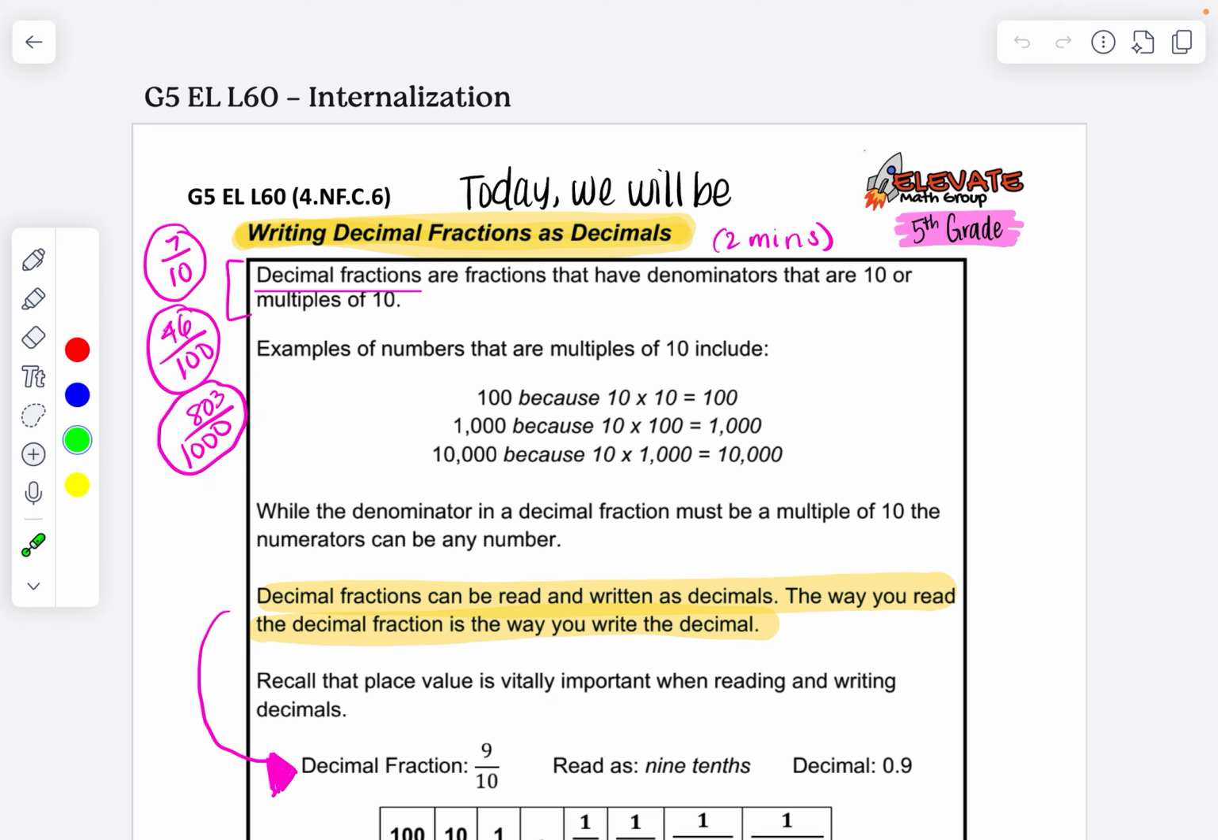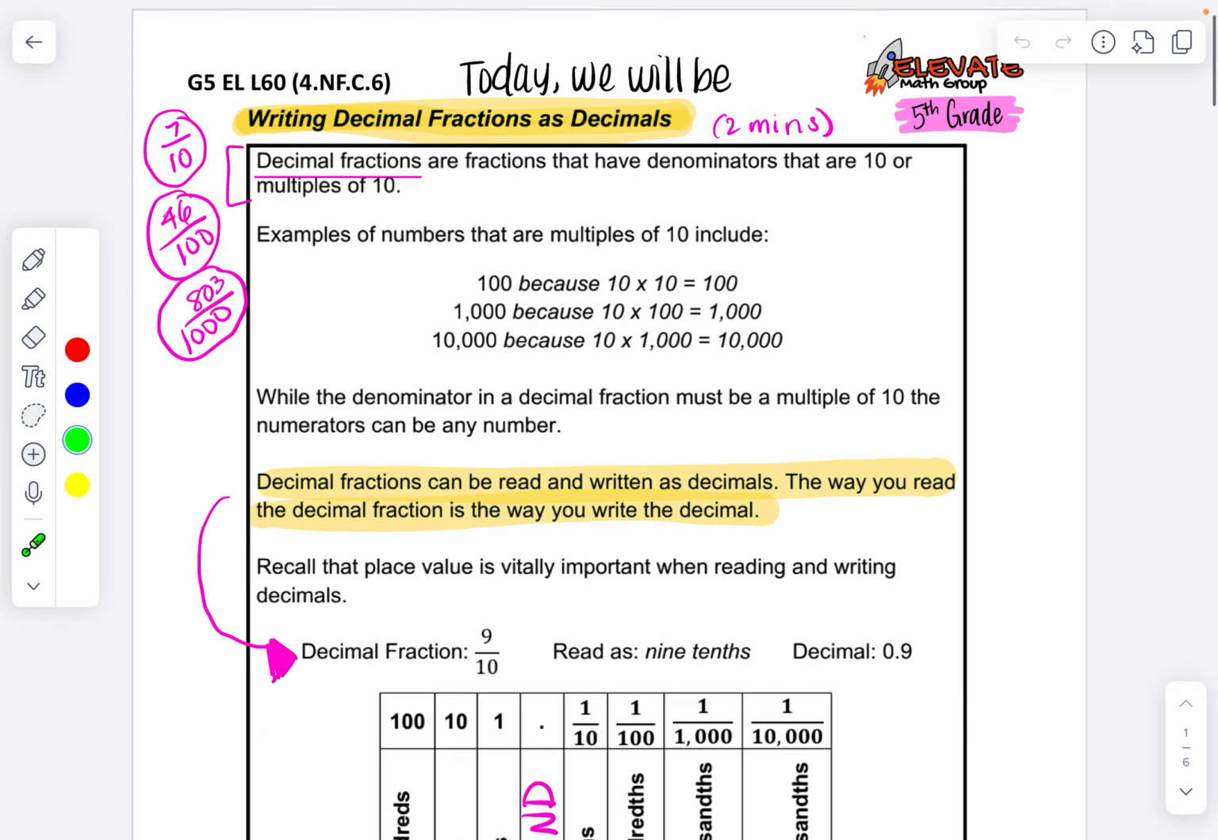So we are not working with fractions that look like 7/12ths because it does not have a denominator that is a multiple of 10. We're not working with fractions that are 46 over 83, right? 83 is not a multiple of 10. So our denominators that we'll be working with are multiples of 10. Commonly for today's lesson, we'll be seeing denominators of 10, 100, and 1,000, okay?